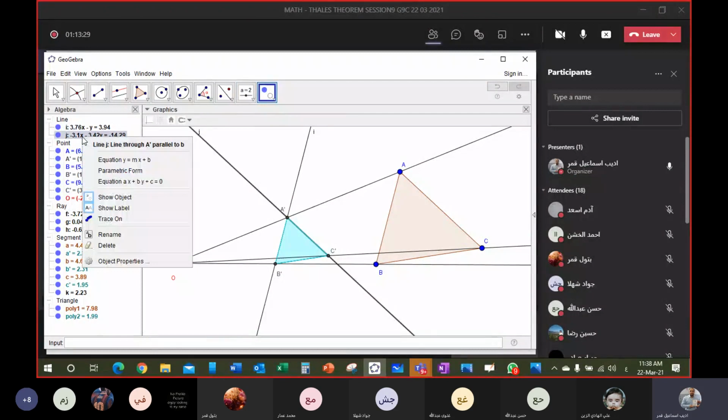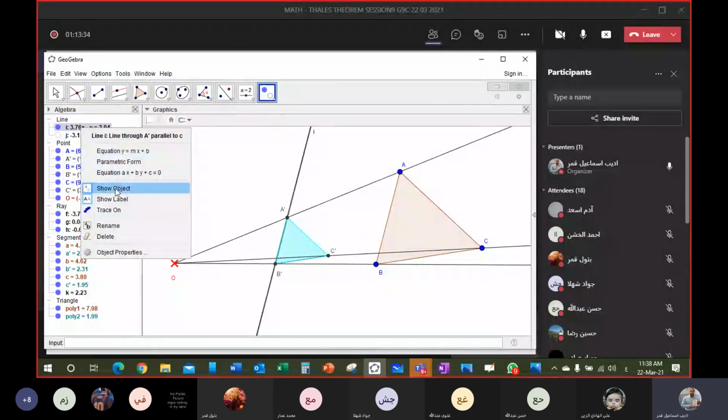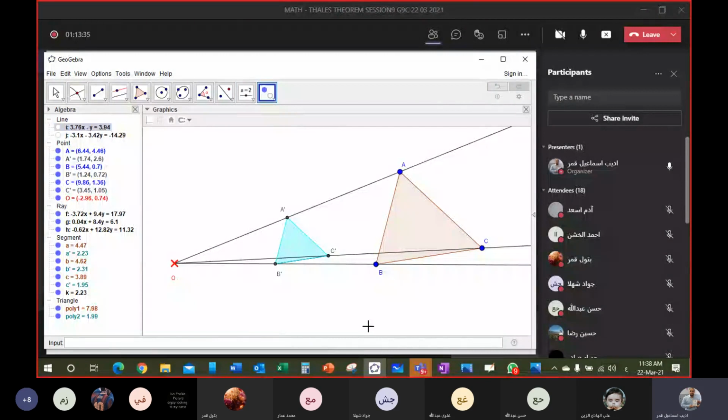Okay, this is the figure. Here we have A prime, B prime, C prime, the reduction of ABC by the scale factor 1 over 2 and center of reduction O. Okay, so this is another use of Thales theorem. I'll stop recording now.